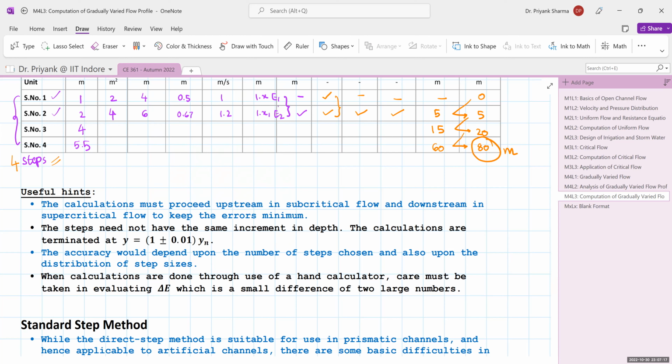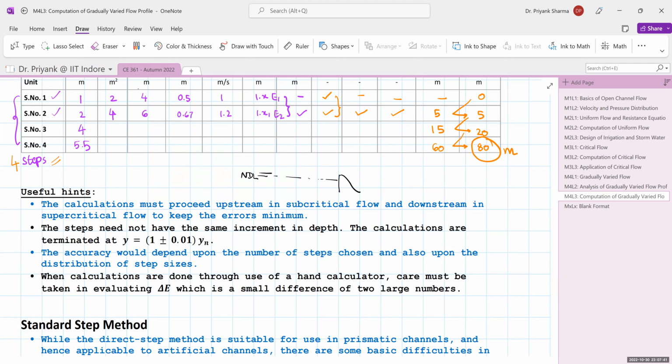Now, where to terminate your steps, that is very important. So the termination criteria is given that your depth will reach 1 plus or minus 0.01 yn. Now, why is that criteria given? Because let us say you have an M1 profile. So this is your NDL.